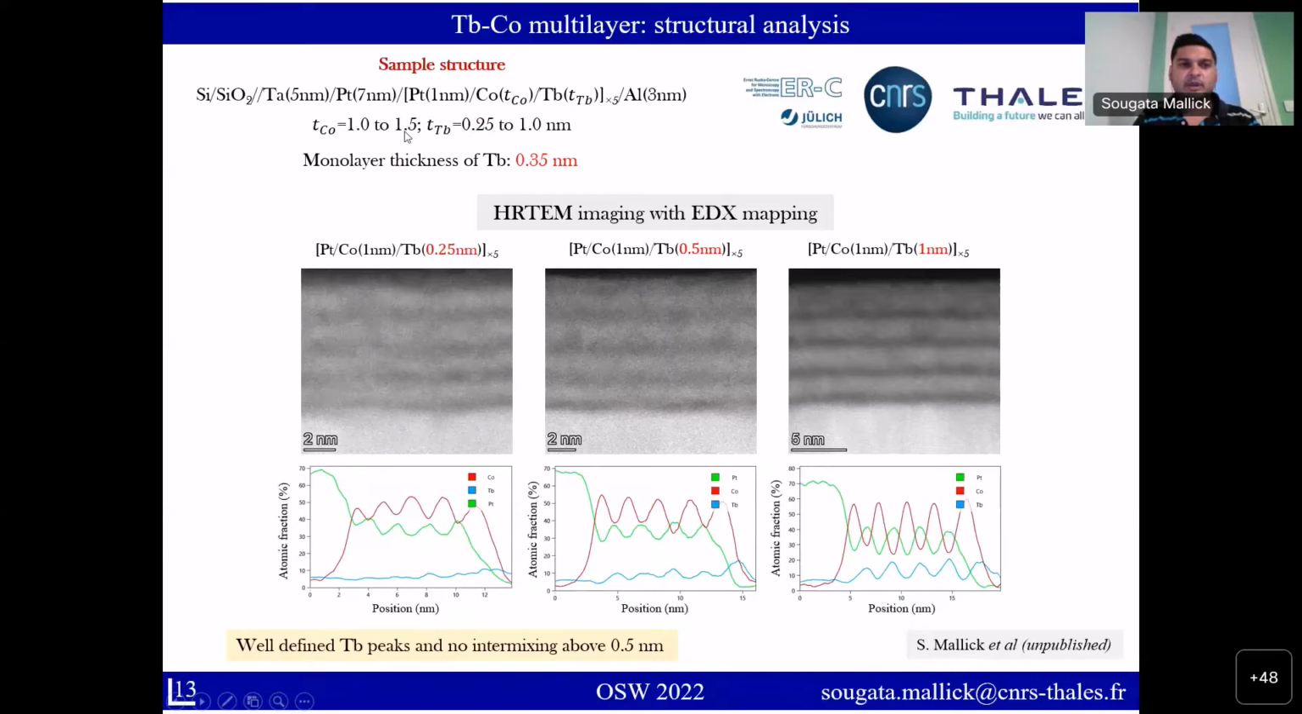is varied between 1 to 1.5 nanometer and the terbium from 0.25 to 1 nanometer. The important thing to note is that the monolayer thickness of terbium is 0.35 nanometer. When you see the HRTEM imaging with EDX mapping, below the monolayer thickness of terbium we don't have any well-defined peaks and we have strong intermixing. However, when we go above 0.5 nanometer, the terbium peaks become more prominent and we have less intermixing.